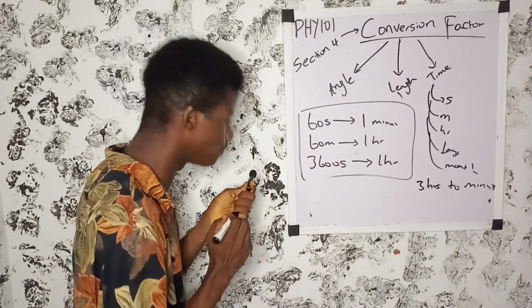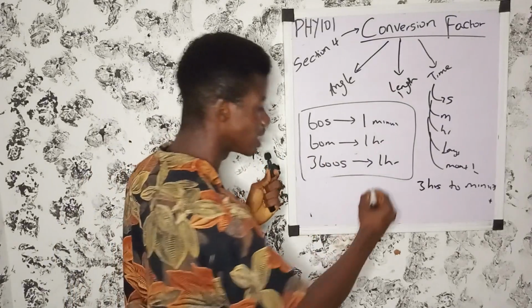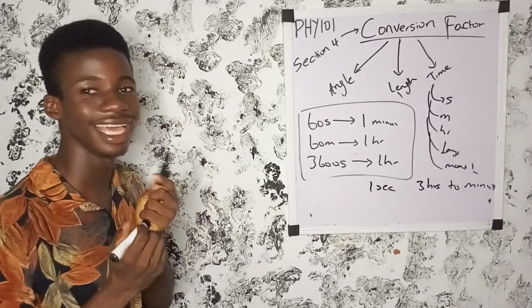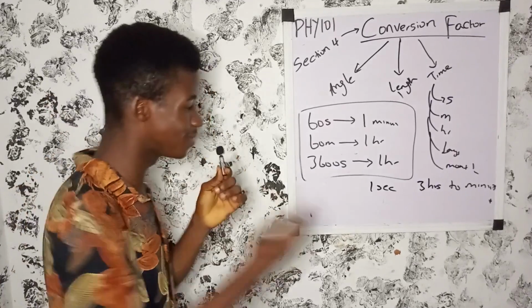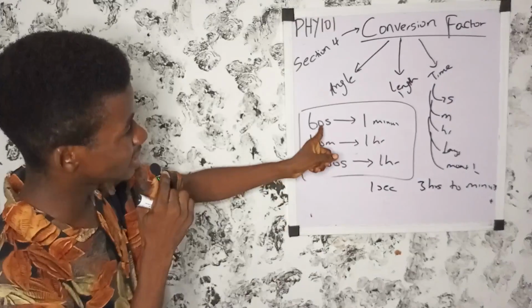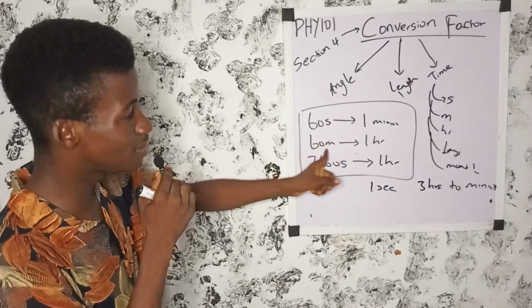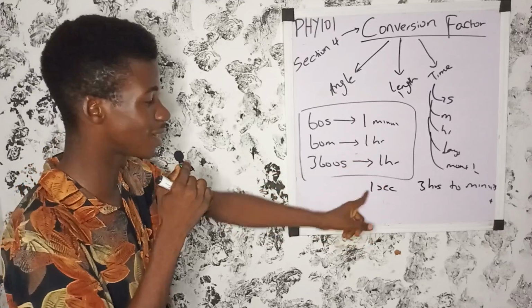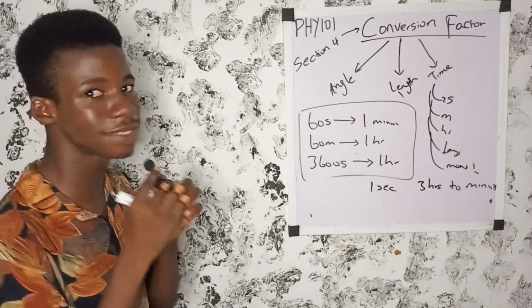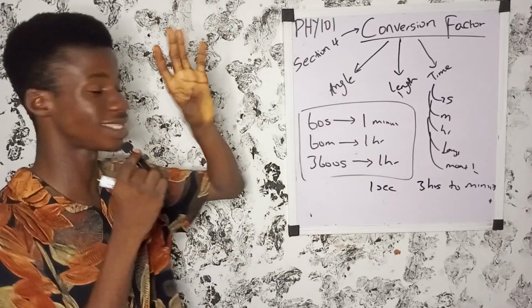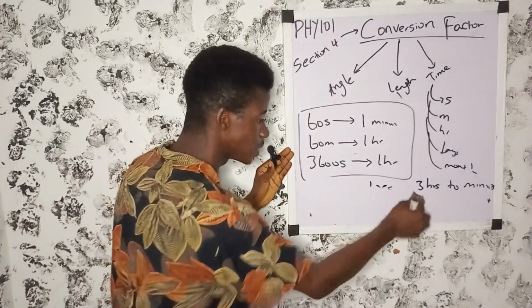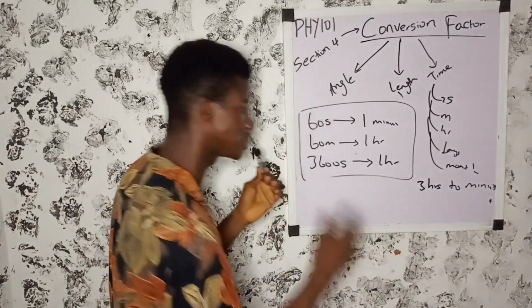For example, they say convert 1 second to hour. You'll be like, what is this rubbish? Because you can see 60 minutes equals 1 hour. How would they ask you to calculate from 1 second to hour? It's possible, because there are about 0 point something hours in 1 second. Now let's say convert 1 second to hour.